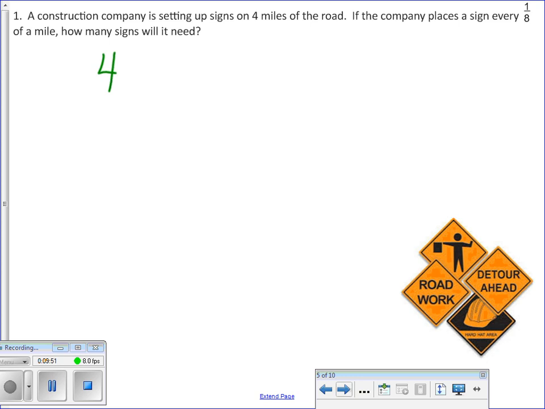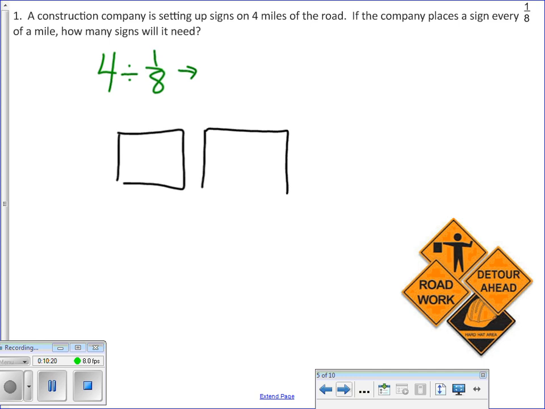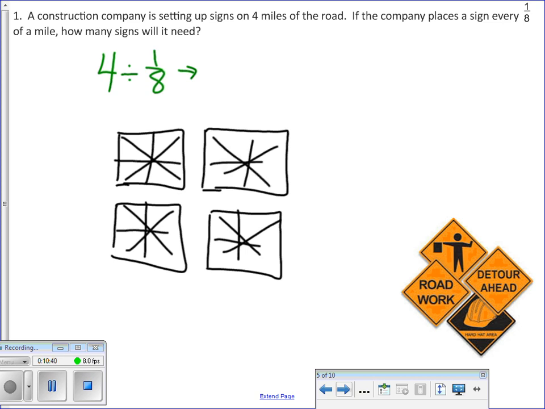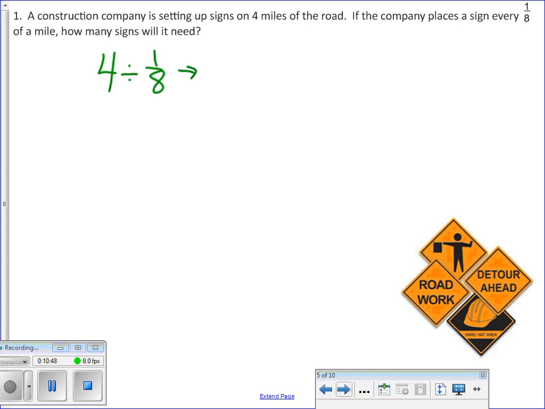Now I have 4 miles, and I have to divide it into 8ths. Don't write what I'm about to do, put your pencils down. I'll do it in black. So here's my 4. That's 4 wholes. Gentlemen, I could take my 4 wholes and divide them into 8ths. I could do that. That shows 4 divided by 8ths. But what I'm trying to do is figure out how many that I need.